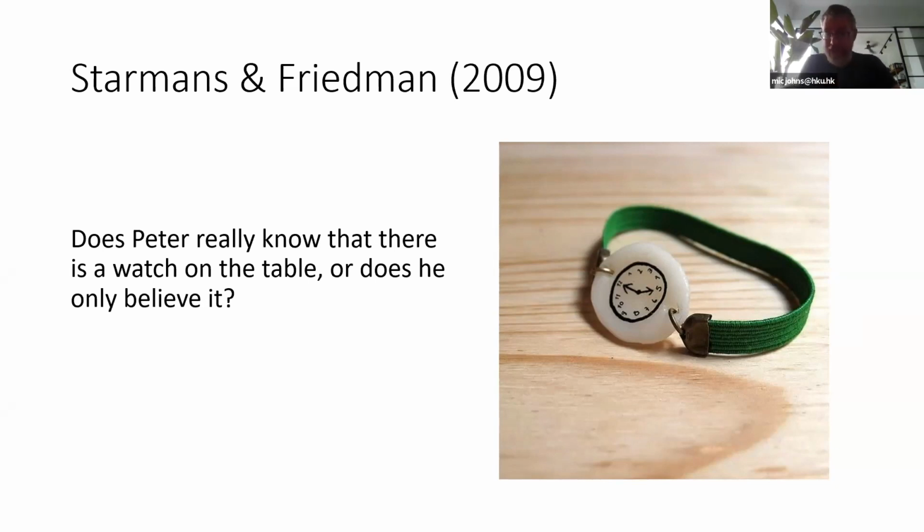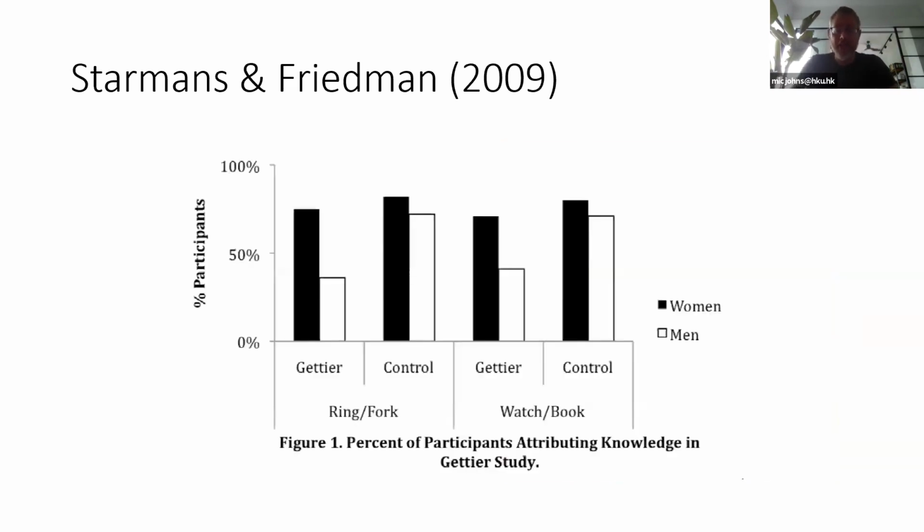He does believe that there's a watch, and it's true that there's a watch there. He doesn't know because the reason he has for believing it, namely that he put the watch down there, is not the reason why his belief is true, because the watch that is on there was left by the burglar, not by him. All right, you don't really have to understand the case to understand the results.